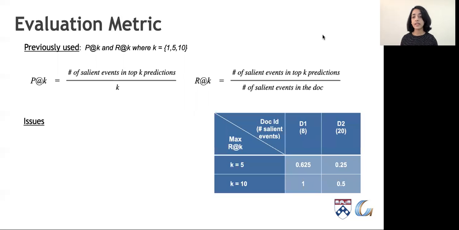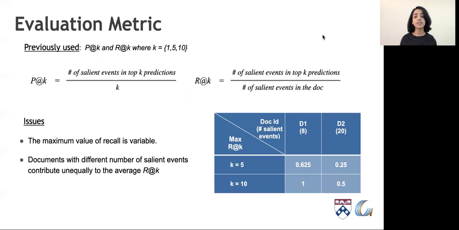For example, let's say there are 2 documents, the first one having 8 salient events and the second one with 20 salient events. The maximum value of recall with this definition is variable across documents. For example, the maximum recall at 5 for document 1 is 0.625 and for document 2 is 0.25. And even if the model identifies the salient events perfectly in both documents, document 2 contributes 0.5 and document 1 contributes 1 to the overall average recall at 10, which makes it difficult to comprehend the model's performance fairly.